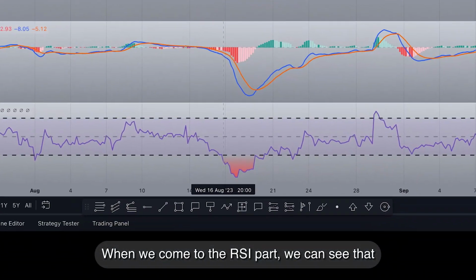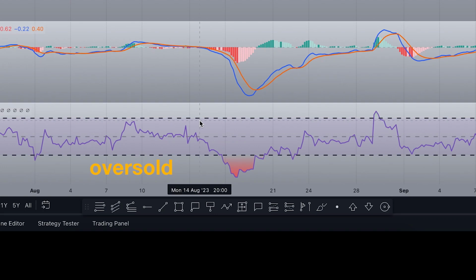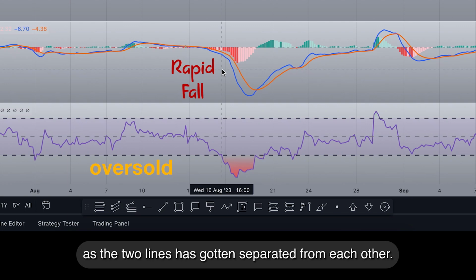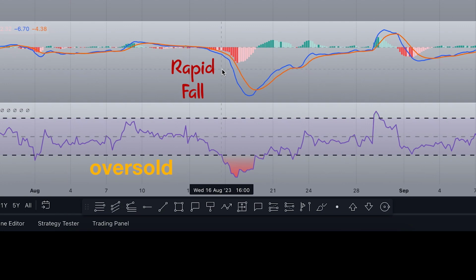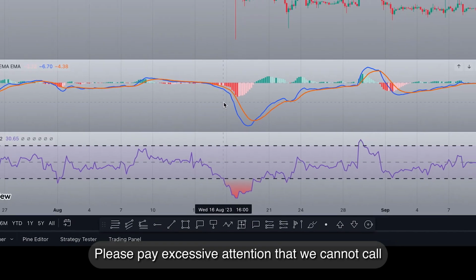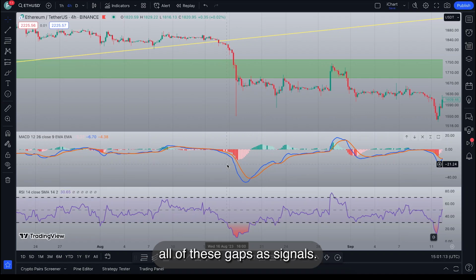When we come to the RSI part, we can see that the RSI entered the oversold area. Meanwhile, MACD confirms that it's a rapid fall as the two lines have gotten separated from each other. This can be a short-term buy signal as well. Please pay excessive attention that we cannot call all of these gaps signals.